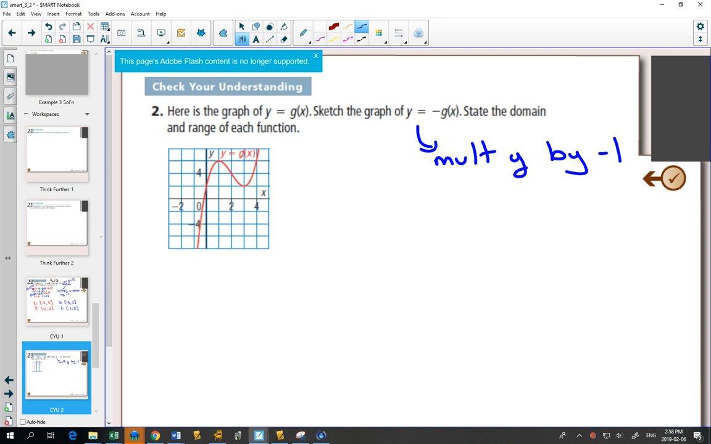If I multiply my y values by a negative 1, will I reflect over the y-axis or reflect over the x-axis? So I also want you to make a note that that will reflect over the x-axis. So we can take some key points and say, if I have 3, 1, and I multiply my y value by a negative 1, I'm going to get 3, negative 1.